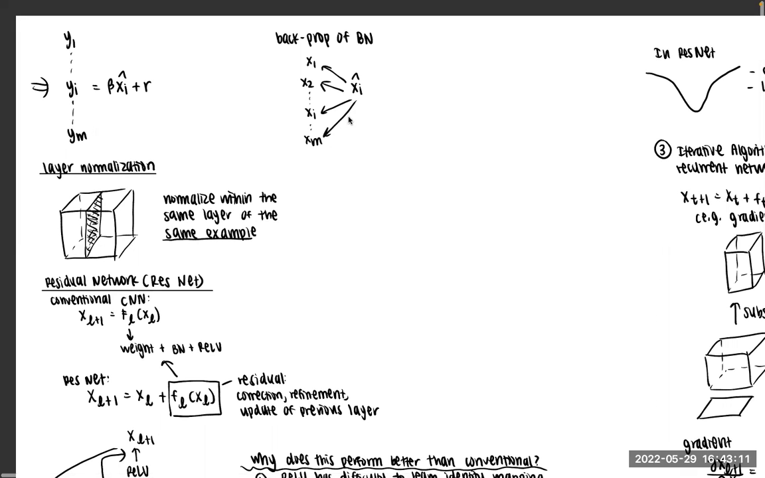When you train the network, there's some complexity in the sense that each xi hat is computed from multiple examples, from all the examples in this batch. It's not just computed from xi itself. So xi hat not only depends on xi, but also depends on x1, x2, up to xm, all those xi. Therefore, when you do backpropagation using the chain rule, you need to actually backpropagate to all the training examples.